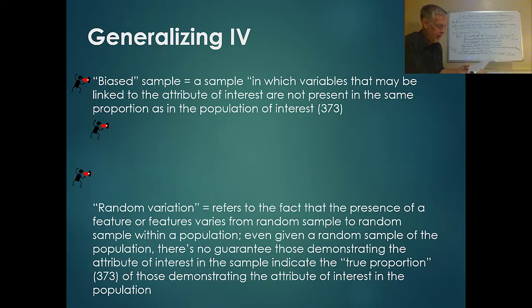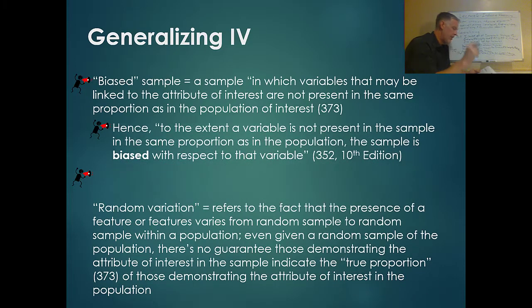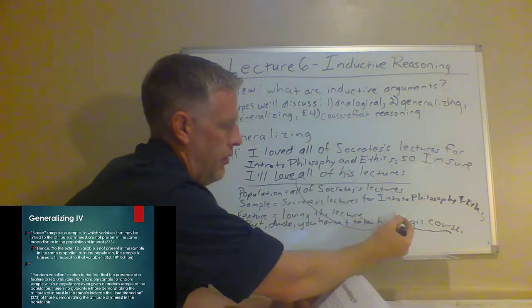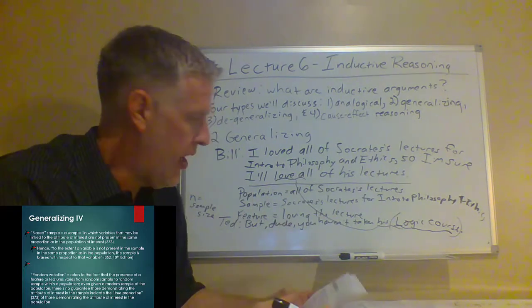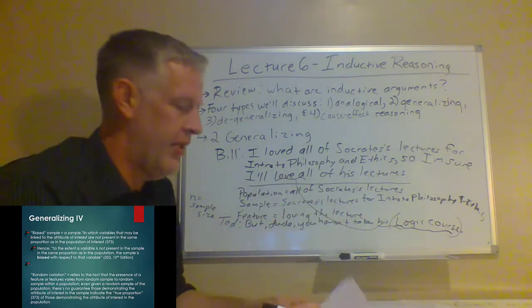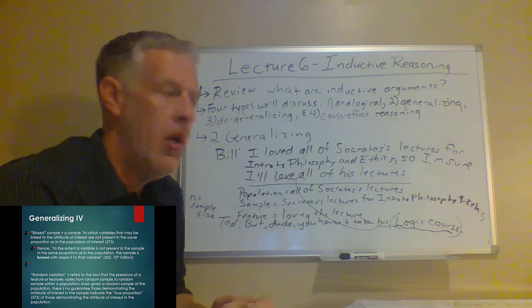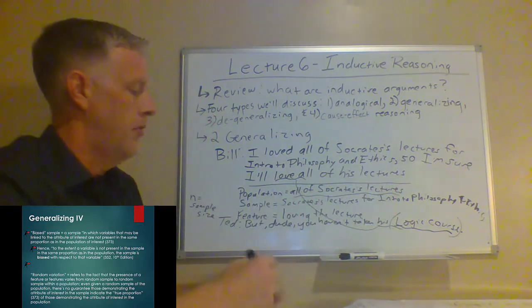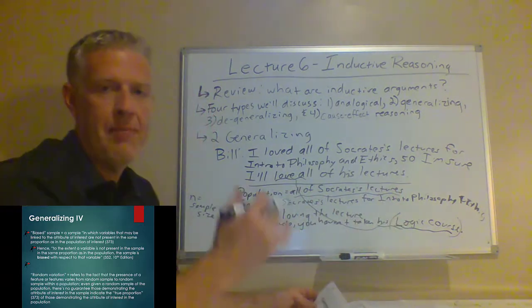As they suggest on page 373 of the 13th edition, our edition, so again, this is topic slide 12, it's a sample, quote, in which variables that may be linked to the attribute of interest are not present in the sample in the same proportion as in the population of interest, which is the case here. Hence, going to the 10th edition, page 352, quote, to the extent a variable is not present in the sample in the same proportion as in the population, the sample is biased with respect to that variable. So this sample is biased with respect to the variable of logic lectures, and not having them. And Ted's point is that's going to taint your perspective unduly of Socrates' lectures as a whole. You need to have this accounted for in your sample, is the suggestion.